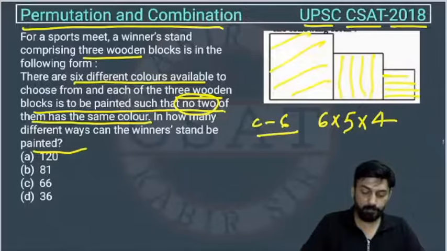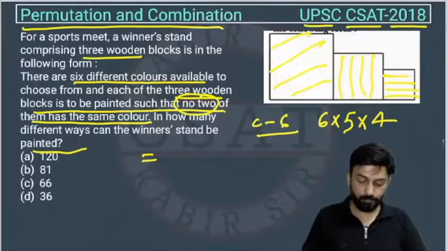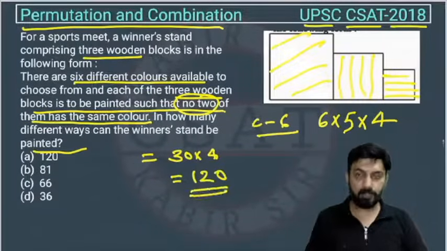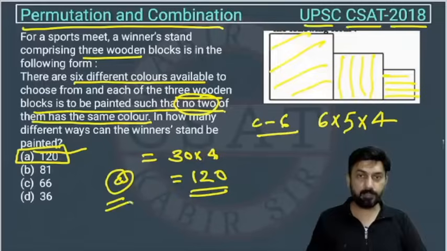So the total number of ways is 6 into 5 into 4. So we will multiply it. This will be 30 into 4, so this will be 120. So in 120 ways we can paint this stand. So the answer is option A. So the answer of this problem is option A.